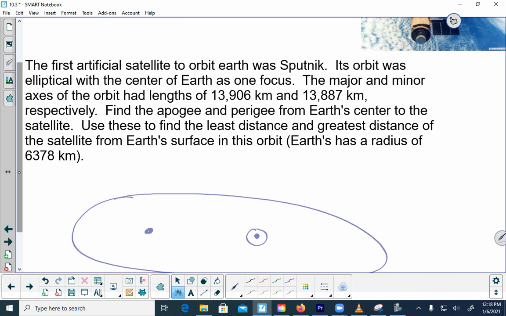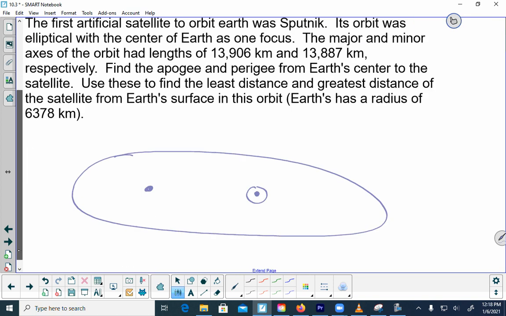The major and minor axes of the orbit have lengths of 13,906 and 13,887 kilometers. Find the apogee and perigee from Earth's center to the satellite. Use these to find the least distance and the greatest distance of the Earth satellite from the Earth's surface. In this orbit, the Earth has a radius of 6,378 kilometers.